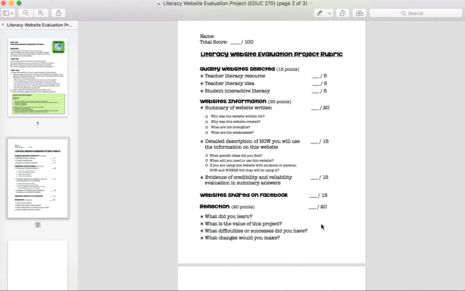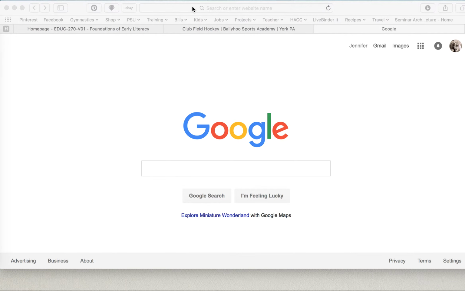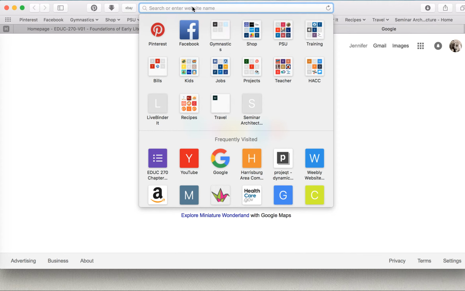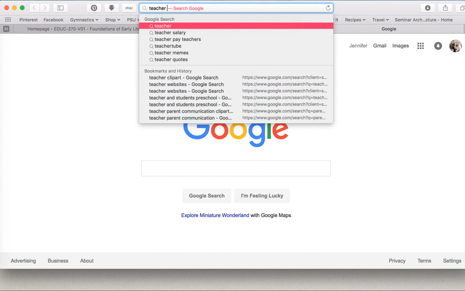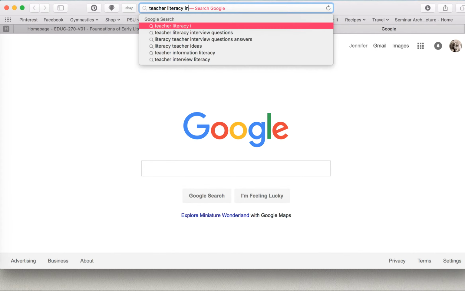Now, what I want to do is go into the internet and just show you a couple of things to make this easier. So I'm at Google, and the first thing you want to do is you're going to be searching. So just a couple tips. The first website you're looking for is the teacher resource. So you can type things in like teacher literacy information.